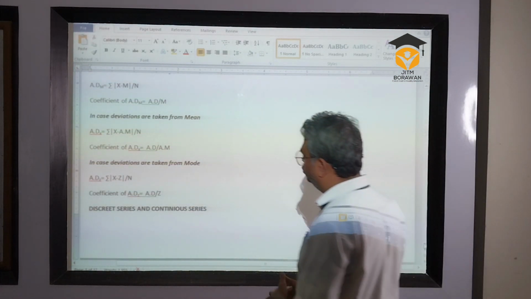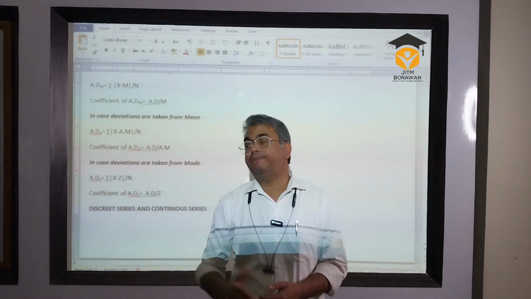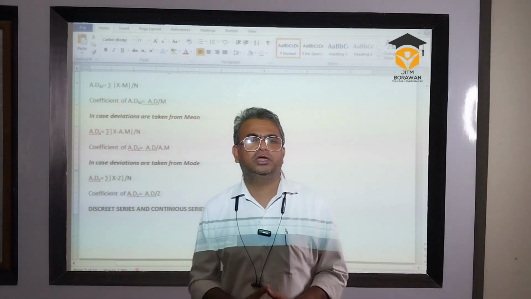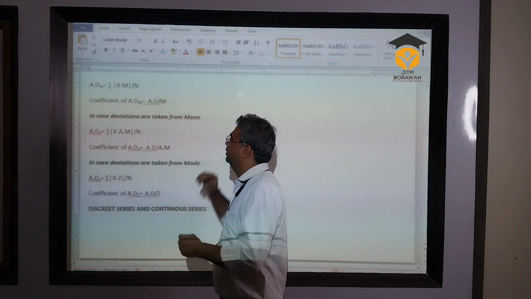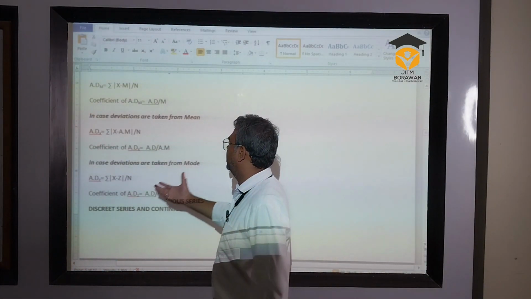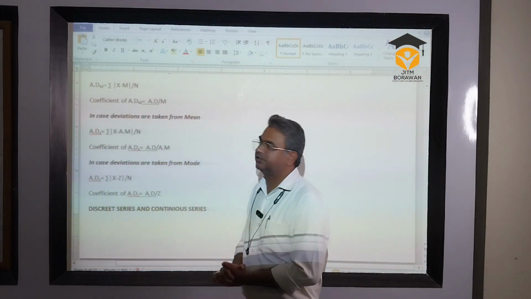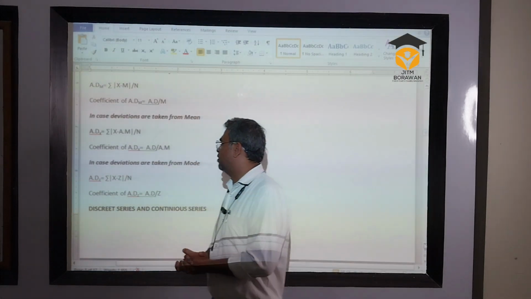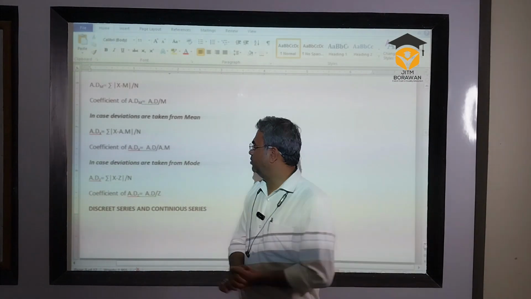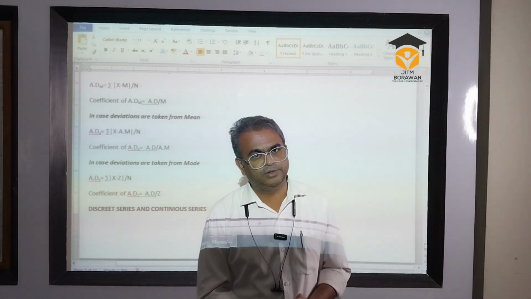In case number 2, we are talking about the deviation that is taken from the mean. In the earlier case we talked about the deviation from the median, and now we are talking about the deviation from the arithmetic mean. When the deviations are taken from the arithmetic mean, we have a formula: average deviation is equal to summation mod of x minus arithmetic mean, divided by number of observations. The coefficient of average deviation we can also find with this formula: average deviation divided by arithmetic mean.